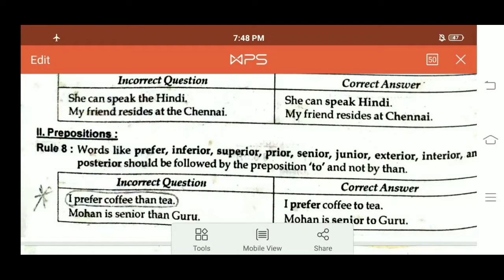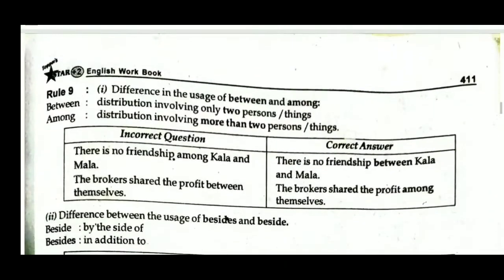So whenever you get words like prefer, you have to use to, not than. It is incorrect to use than, it is correct to use to. I prefer coffee than tea is incorrect. I prefer coffee to tea is correct. Mohan is senior than Guru is incorrect because senior is a clue word. Mohan is senior to Guru is the right answer.